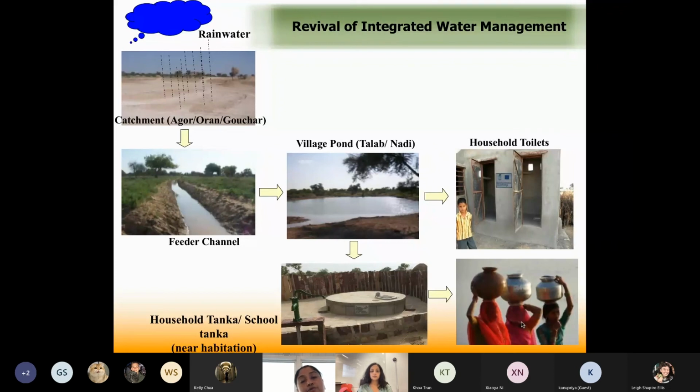And we also focus on sanitation. We help communities construct toilets, but not through giving money. Basically, we focus on behavior change. We use an approach called CLTS, Community-Led Total Sanitation, where people are encouraged to make toilets and adopt behavior change.